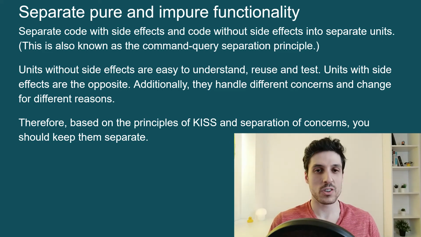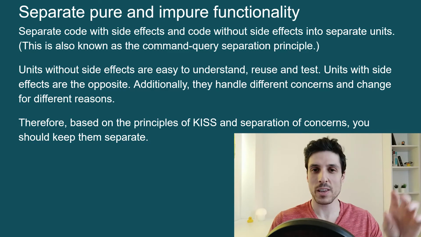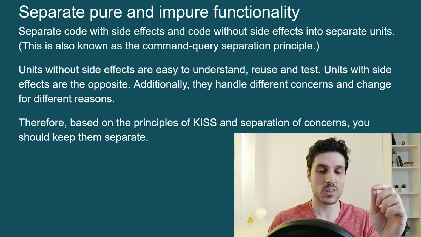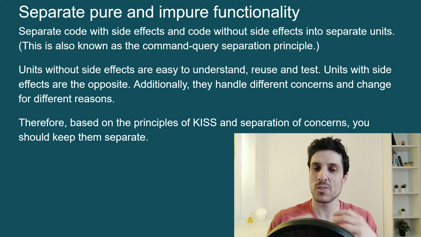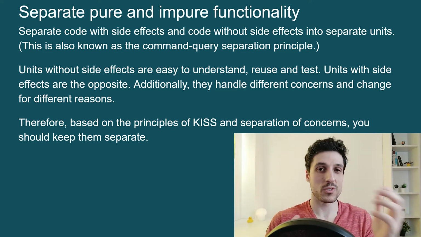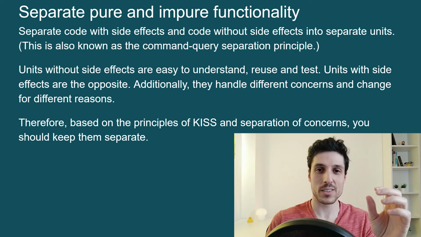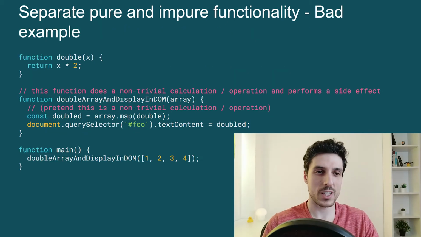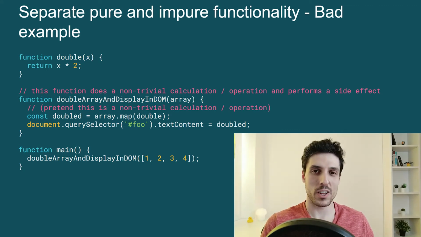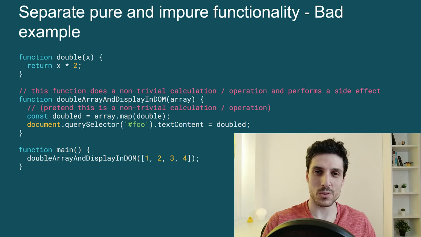Additionally, from a concerns point of view, something like a calculation is vastly different to something like updating the database. They change for vastly different reasons, and they're just completely different things from a code organization point of view. So, as that principle says, those should be separated. And just for a quick code example, here is some code that doesn't separate the pure and impure functionality. So this is technically the bad version of the code.